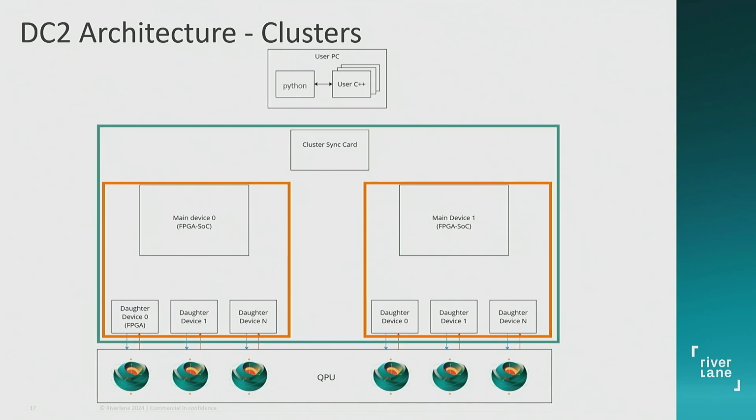Then we extend that principle to a multi-cluster structure where we introduce this supercluster, which has a cluster synchronization card to do synchronization between clusters. And then we have at the top again the user PC node where we expose our Python API and access to user C++ that will land onto the user CPU nodes. So the main devices are FPGA SoC devices, so field programmable gate arrays and system on chip, which offers both programmable logic and hardcore CPUs onto which we map our real-time cores.